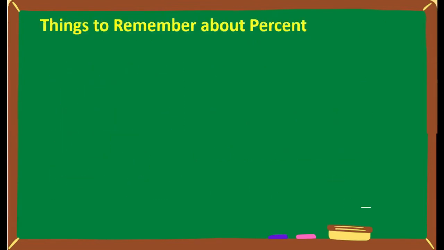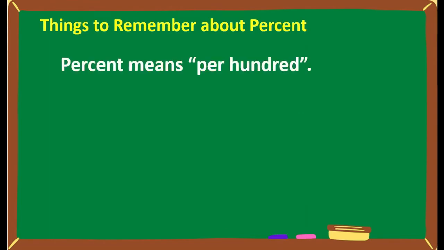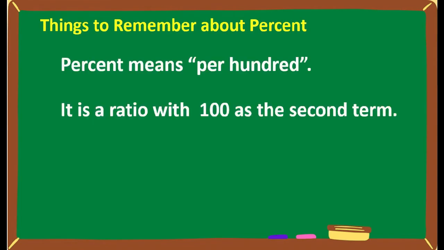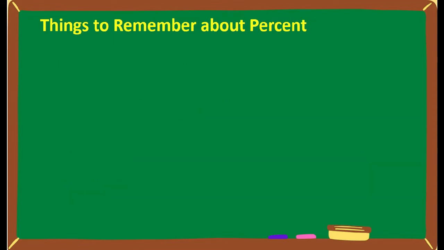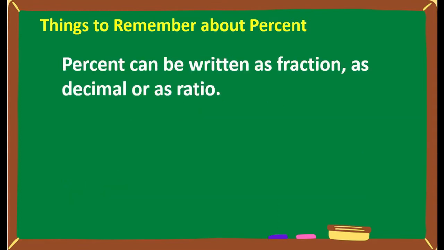Let's summarize what we have learned today. Percent means per hundred. It is a ratio with 100 as the second term. Percent, ratio, fraction, and decimals are related to each other. Percent can be written as fraction, as decimal, or as a ratio.